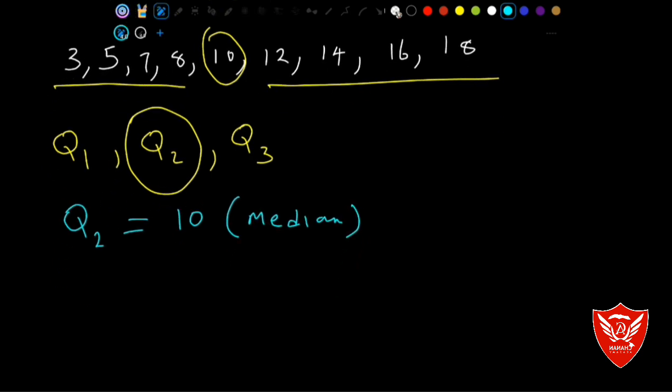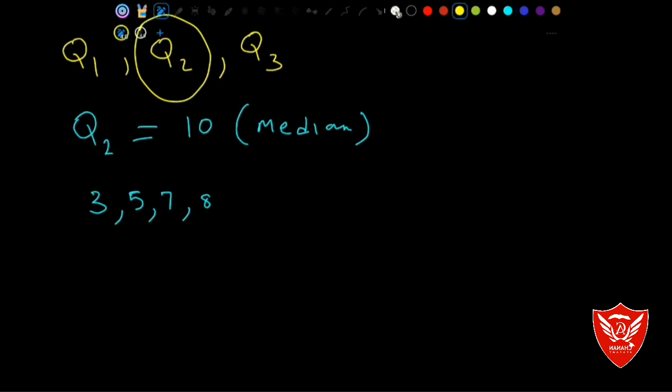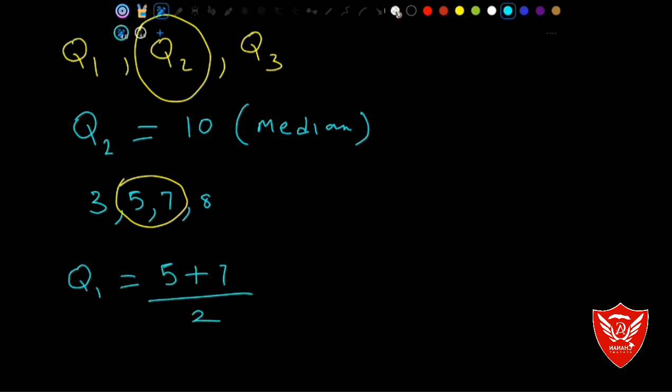For us to be able to find quartile 1, we'll take the lower half, which is 3, 5, 7, and 8. And then we look for the median, and the median is going to be 5 and 7. So our first quartile is going to be 5 plus 7 divided by 2, and this is going to be 6.